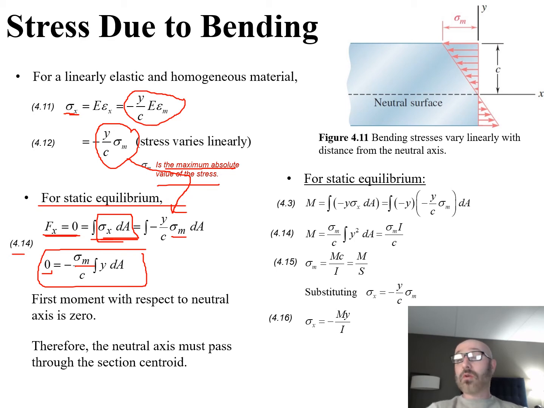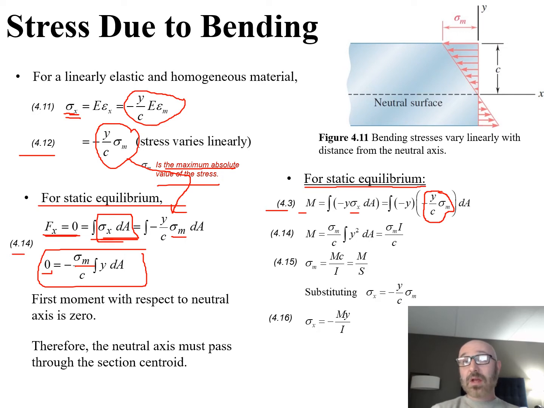Looking at some other equations related to static equilibrium, we can go back to equation 4.3, where our moment is equal to, when we do some substitutions, the integral of negative y sigma x dA. This is our negative y right there. Now we have our sigma x, which we can go back up to this relationship in 4.11 and 4.12, to say that this moment is equal to the integral of negative y times now our negative y over c times our sigma m, that maximum absolute value for our stress, dA.